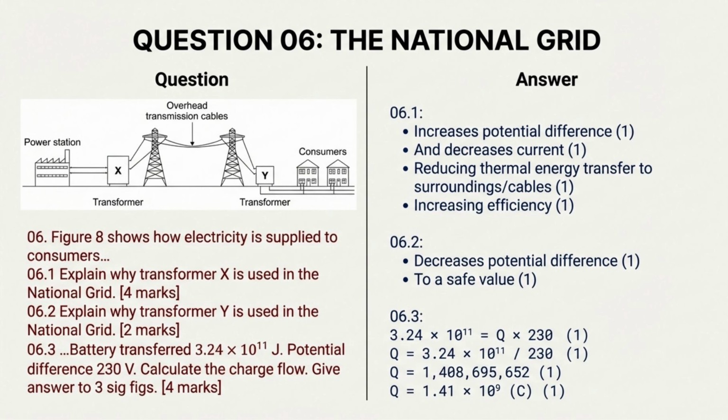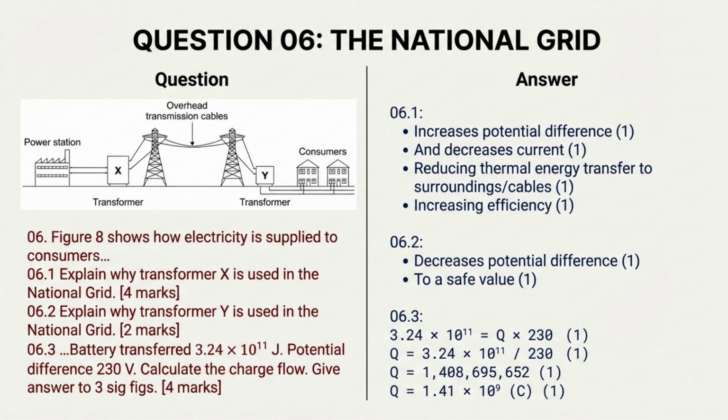Why is decreasing the current so important? Because high current causes the cable to heat up. A lower current reduces the thermal energy transfer to the surroundings. Less heat lost means a more efficient grid. 06.2 asks about transformer Y, right before the homes. That's the step-down transformer. It decreases the potential difference back down to a safe value for consumers to use.